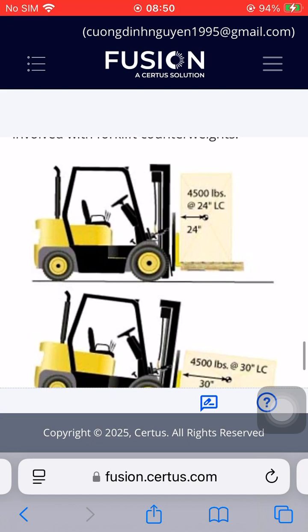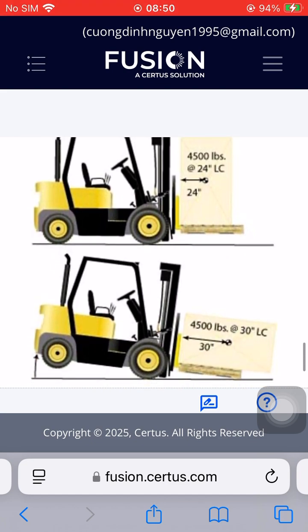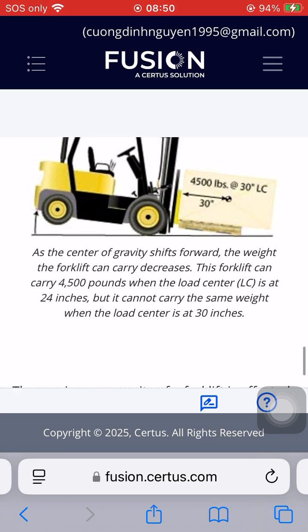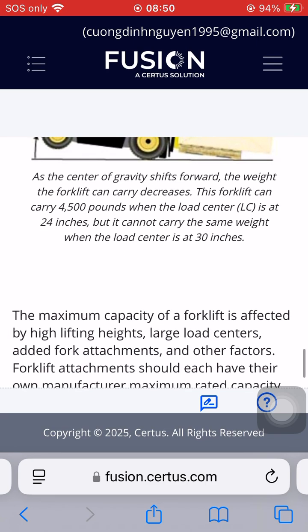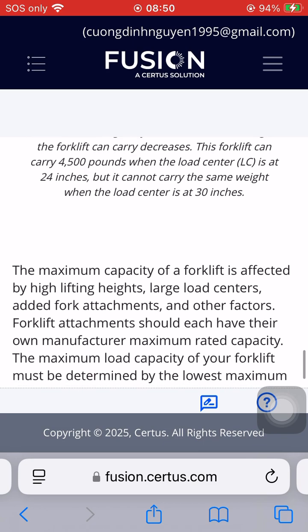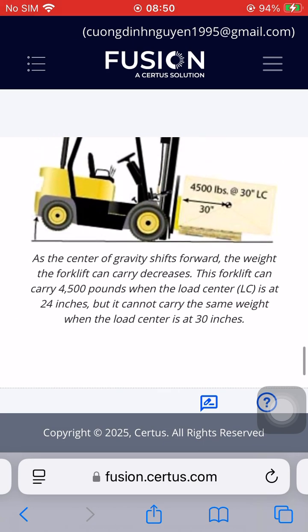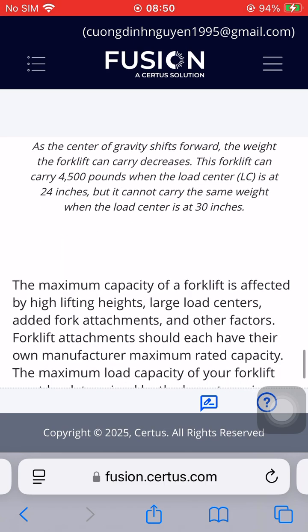The maximum capacity of a forklift is affected by high lifting heights, large load centers, added fork attachments, and other factors. Forklift attachments should each have their own manufacturer maximum rated capacity. The maximum load capacity of your forklift must be determined by the lowest maximum capacity of any of the parts of the forklift. Recall this information can be found on the forklift's data plate.